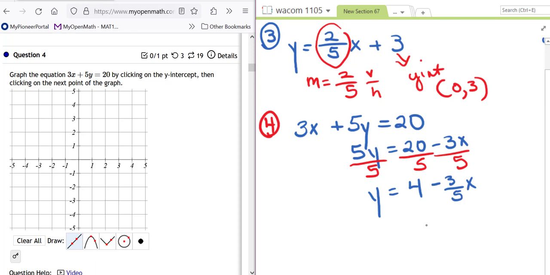It's okay that this is turned around a little bit. Your slope will be the coefficient of the x. So m equals negative 3/5. Right, and this 4 will give your y-intercept. It's okay that we're backwards.